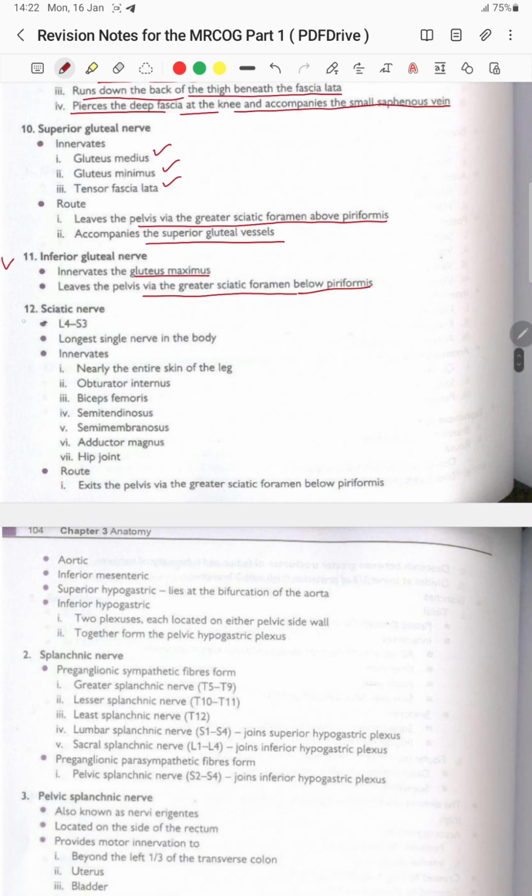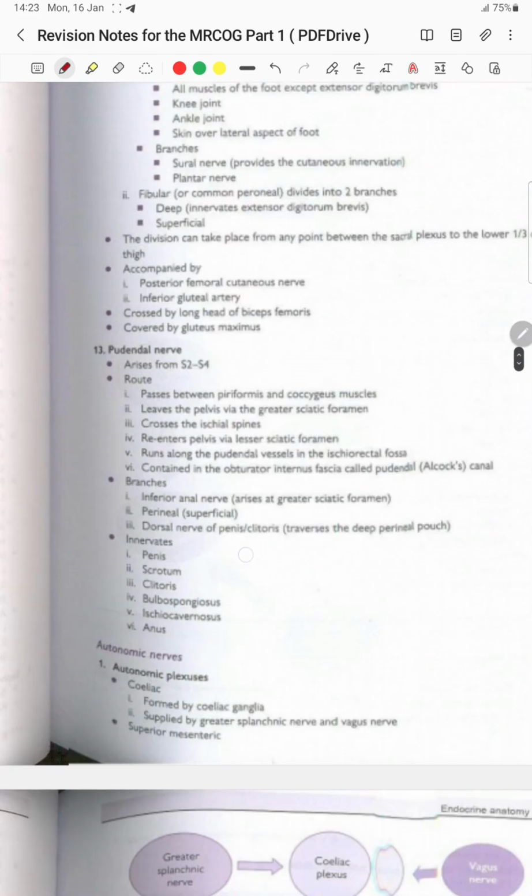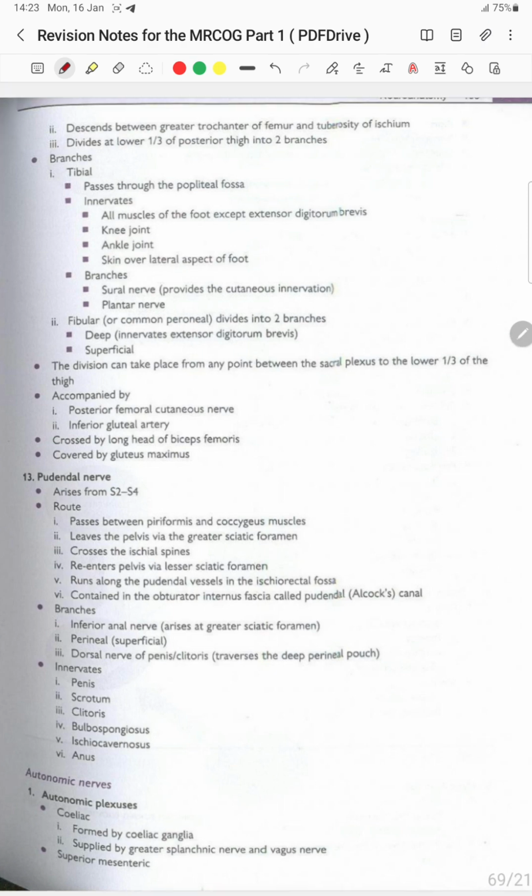The sciatic nerve is from L4 to S3 and is the longest single nerve in the body. It innervates nearly the entire skin of the leg, the obturator internus, the biceps femoris, the semitendinosus, the semimembranosus, the adductor magnus, and the hip joint. The root exits the pelvis by the greater sciatic foramen below the piriformis. It descends between the greater trochanter of the femur and the tuberosity of the ischium, and it divides at the level of the lower one-third of the posterior thigh into two branches.